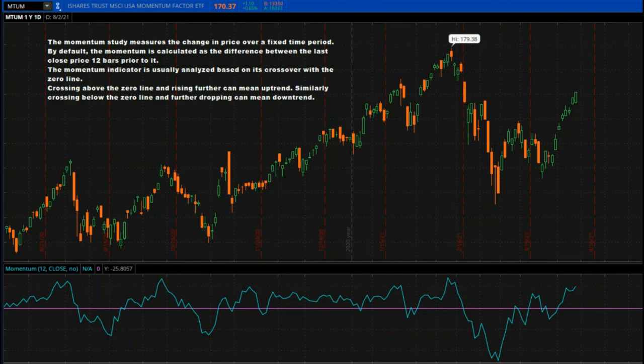The momentum indicator is usually analyzed based on its crossover with the zero line. Crossing above the zero line and rising further can mean uptrend. Similarly, crossing below the zero line and further dropping can mean downtrend.